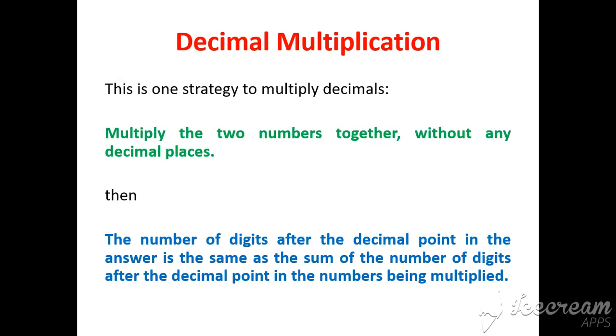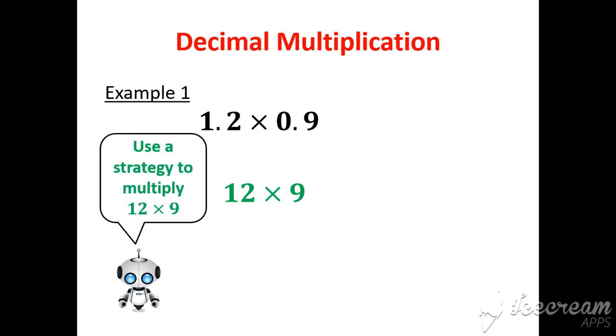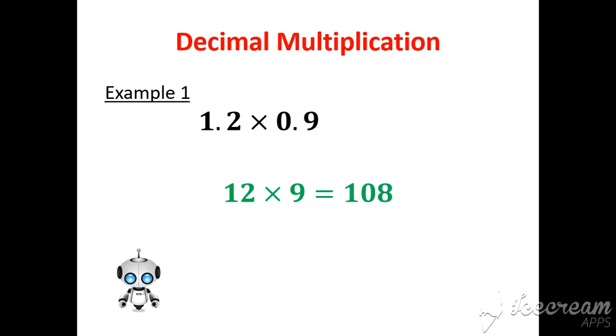Right, example 1, we're going to take 1.2 and multiply it by 0.9. So what we're going to do is just forget about the decimal points. 1.2 times 0.9 will become 12 times 09, or 12 times 9. Now we've just got to multiply 12 times 9. You need to have a strategy up your sleeve to know what 12 times 9 is. The answer is 108.